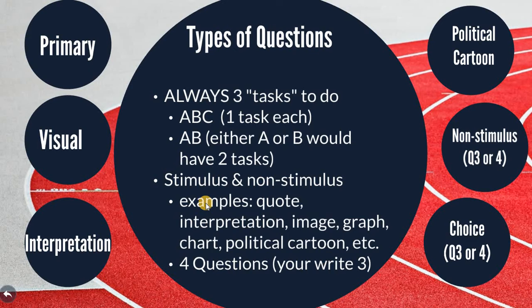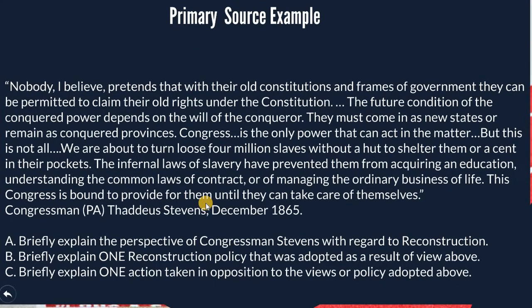And on the AP exam, you're going to have 4 questions. You write 3. Questions 1 and 2 are mandatory, and then 3 or 4 will be non-stimulus, and I'll show you some examples. So a primary source example.